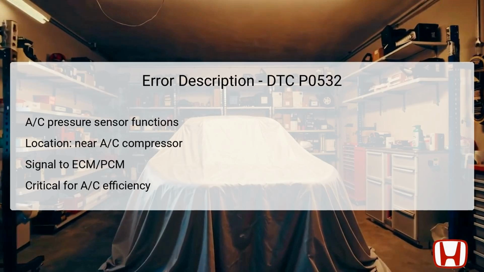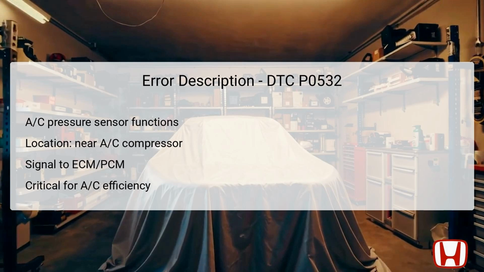The AC pressure sensor is integral to the overall functionality of the air conditioning system in the Honda Accord. It measures the pressure of the refrigerant circulating through the system and relays this information to the ECM or PCM. Its role is critical since it helps optimize air conditioning performance and protects the system from damage due to low refrigerant levels.